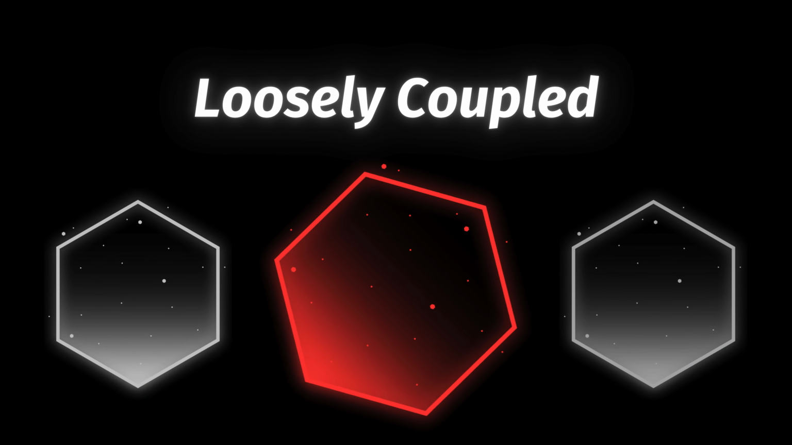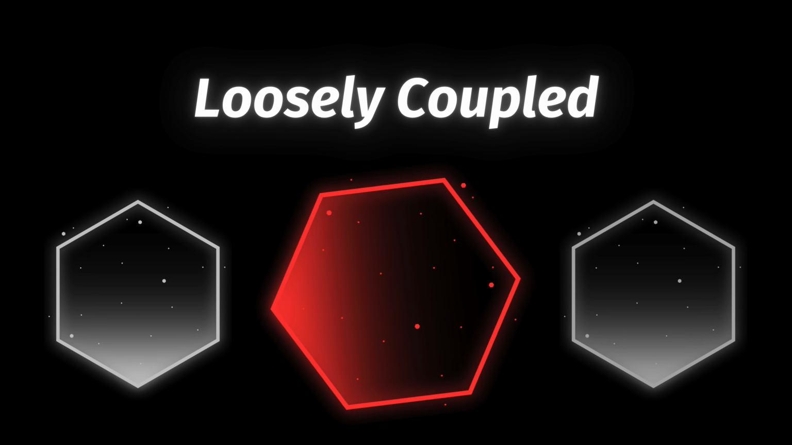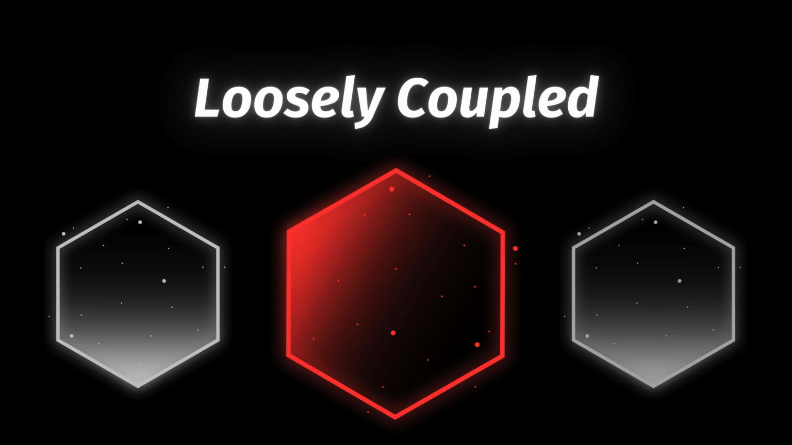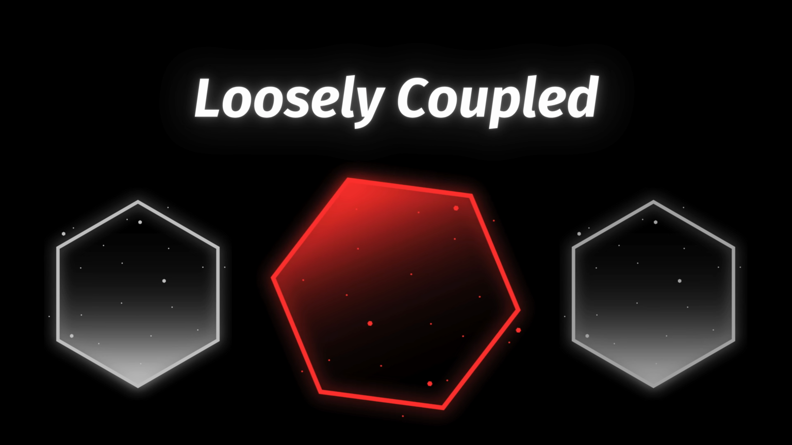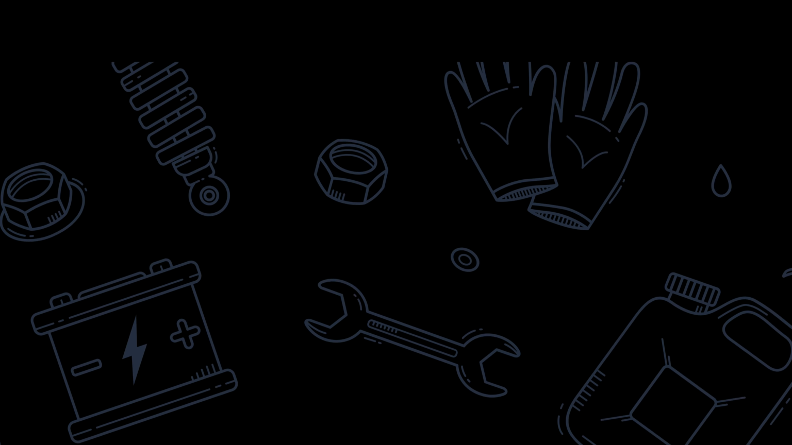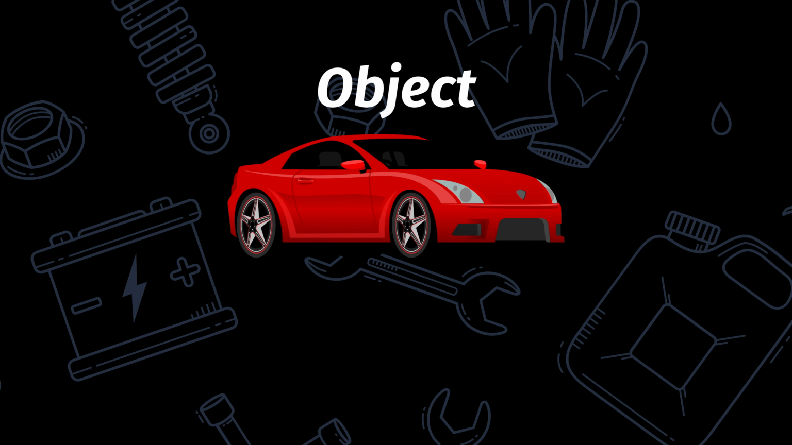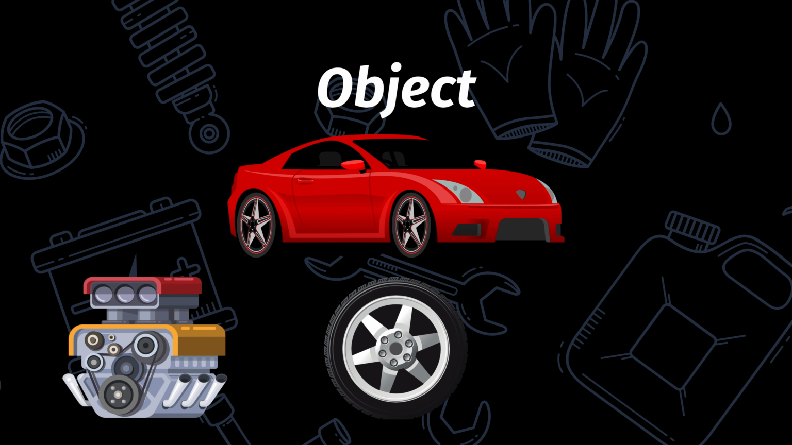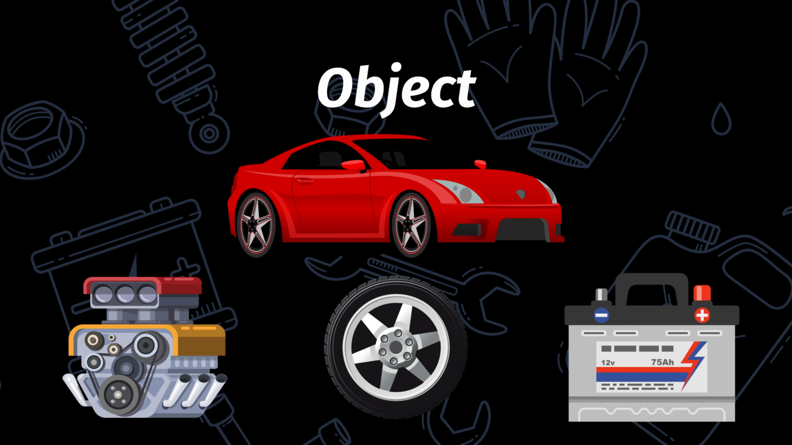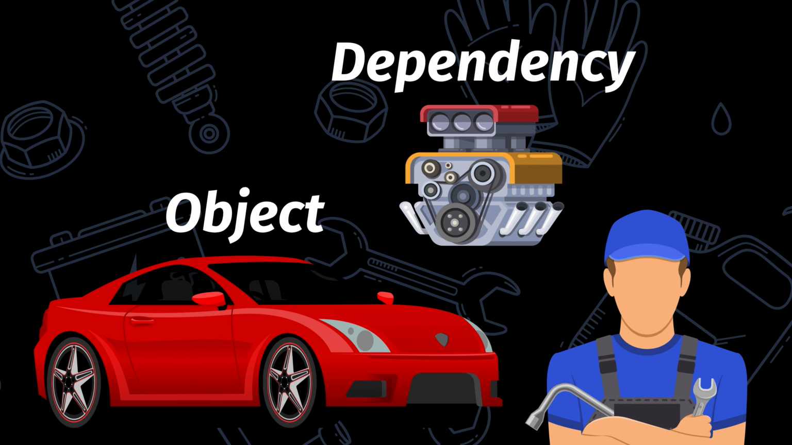Loose coupling is beneficial as having components that are weakly linked to each other means that changing one is less likely to have a negative impact on the other. For example, let's represent the object as a car. The car has several dependencies in order to work: an engine object, four-wheel objects, a battery object, and the list keeps going on. For simplicity, let's just focus on the engine object.